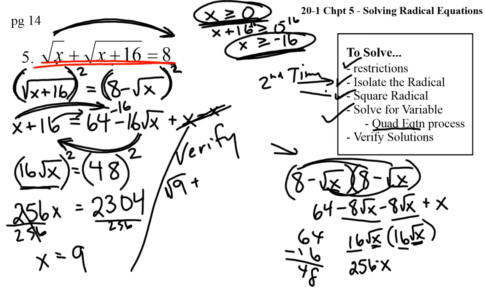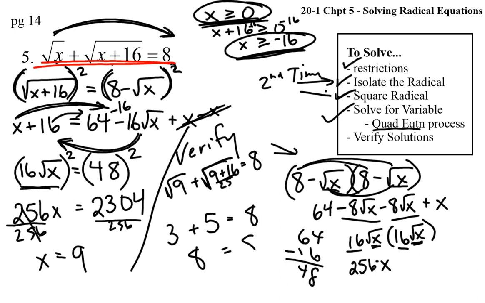Root 9 plus root 9 plus 16, we're saying it should be equal to 8. Root 9 is 3. 9 plus 16 is 25. So root 25 is 5. 3 plus 5 is 8. Right side is 8. Left side equals right side. Once again, a smile on my face. Why? Because x equals 9 is correct.